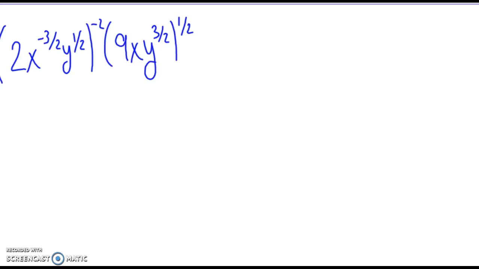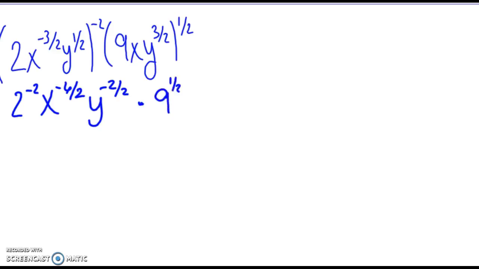This one, I'm first going to get rid of the power to a power. So I have 2 to the negative 2, x to the negative 6/2, y to the negative 2/2, times 9 to the 1/2, x to the 1/2, y to the 3/4. I'm going to reduce my fractions and help out my numbers here.